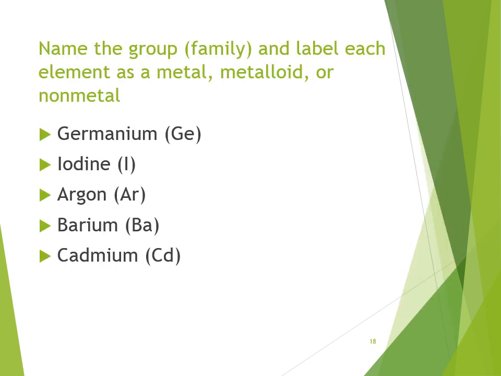What you will see here are some elements from the periodic table. We are going to label them as a metal, metalloid, or nonmetal, based off of where they are on the periodic table. So if you want to do that, I would go ahead and pause it here, see if you can identify them, because the next slide will give the answers to each of those.